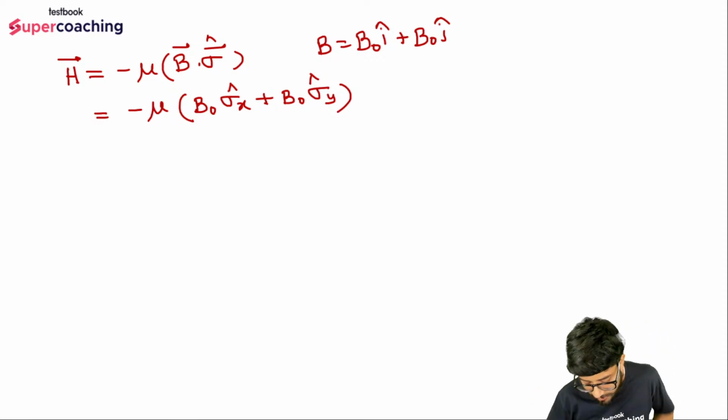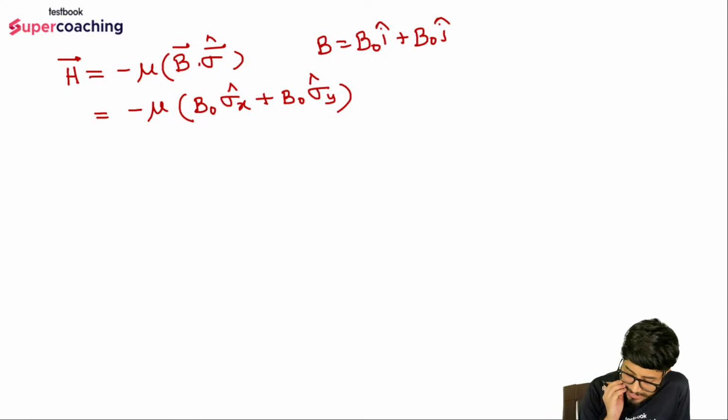Okay, now they say the spin state at time t equal to 0 is an eigenstate of sigma x. I have a state which is an eigenstate. The expectation value, this changes with time.